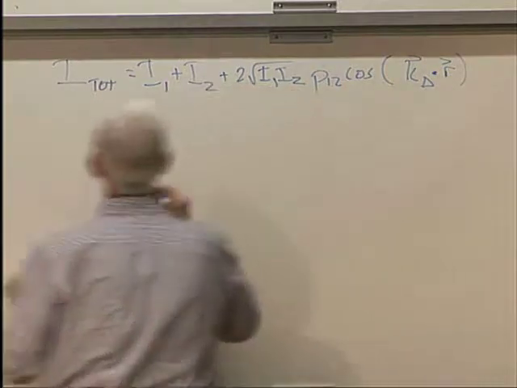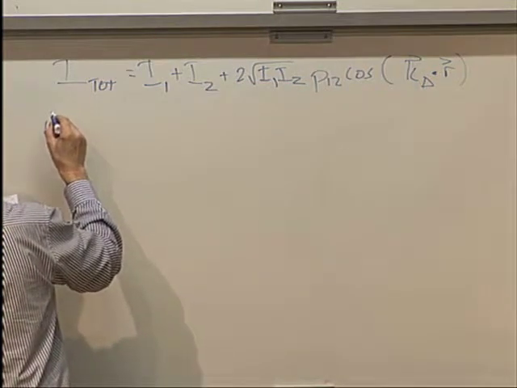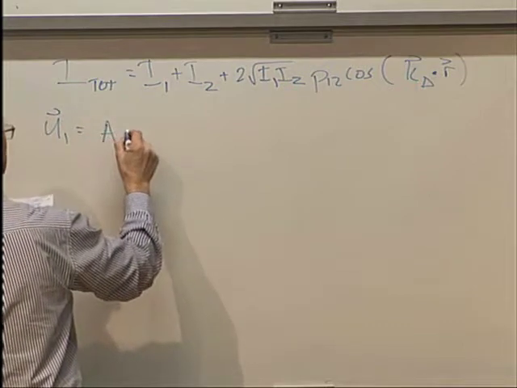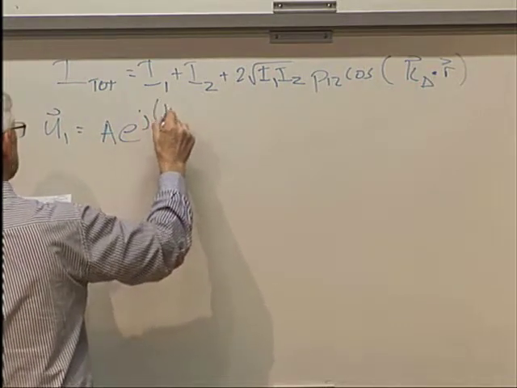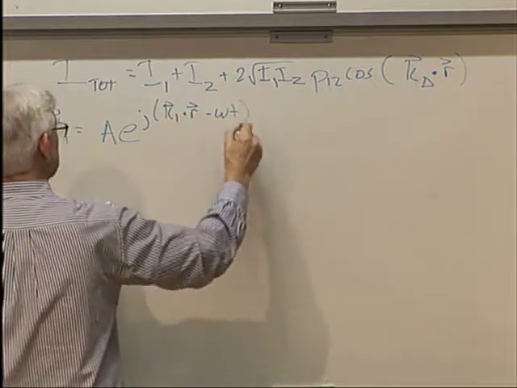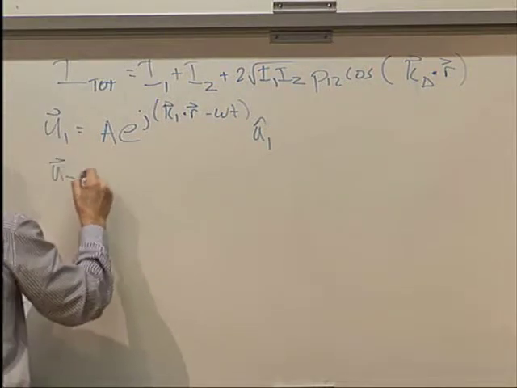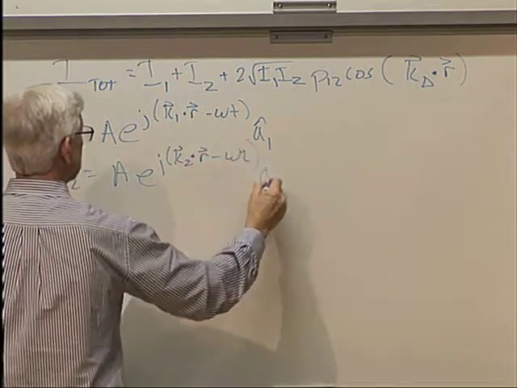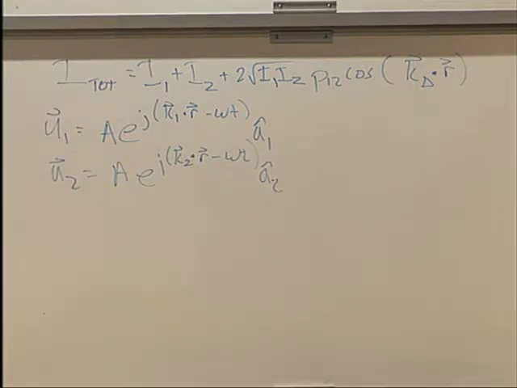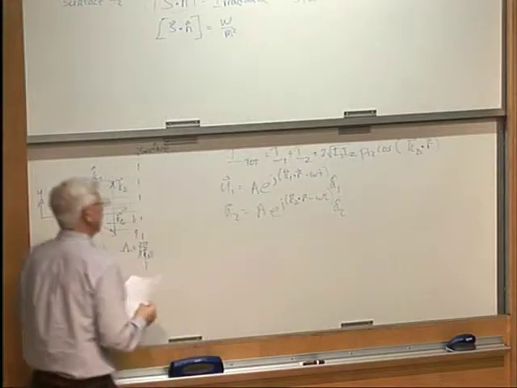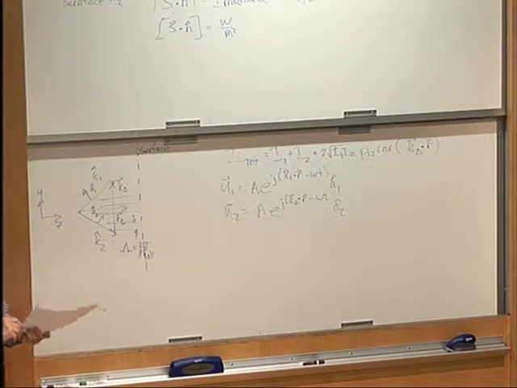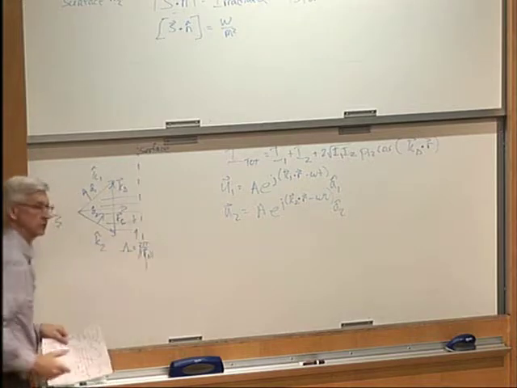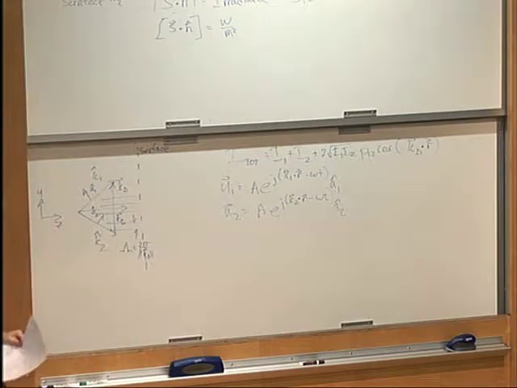Let's see. U1 is, let's say, an amplitude A, e to the j, k1 dot r minus omega t, a1 hat, and U2, that's the same amplitude, just to make it easy, e to the j, k2 dot r minus omega t, a2 hat. So let's think about it. What is I1 and I2 here? We have to think about I1 and I2 on our measurement surface. These are our radiance values. Yes?